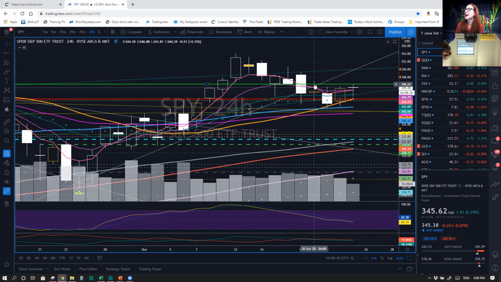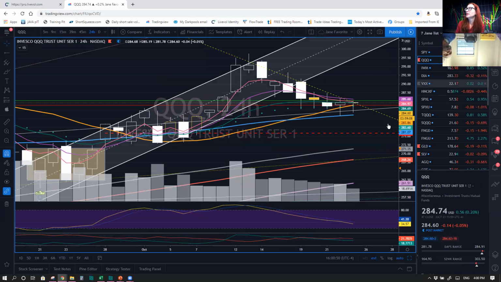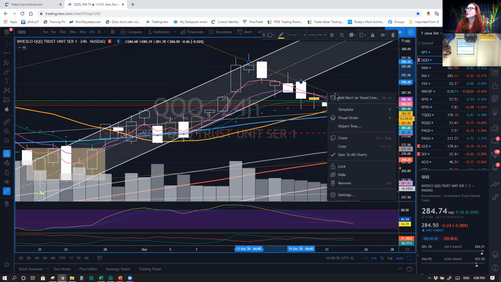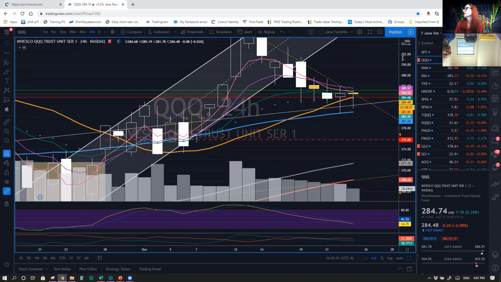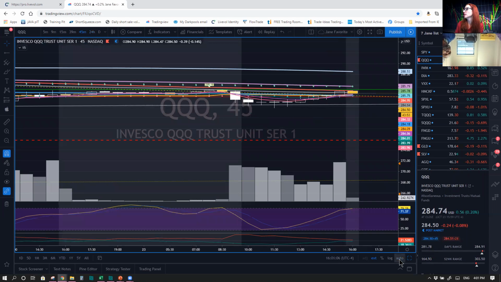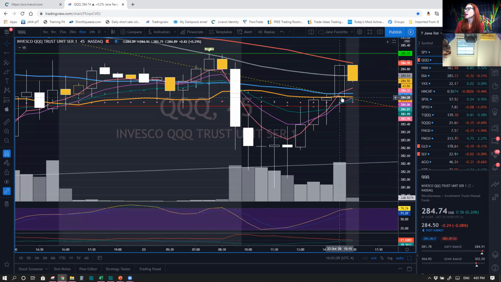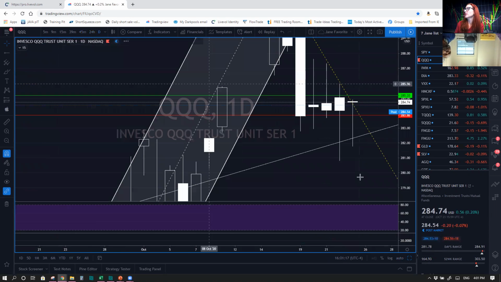And once we take out this high here, we'll likely see 346. We break above that, we're continuing to the upside. And the Qs as well. Here we have a bit of a hammer, right? But we haven't taken out the high right here at 287. On a 45-minute chart, are we above that downward trend line? We closed above the downward trend line. We're likely going to be heading back up now because it's taken out the downward trend on the daily chart.